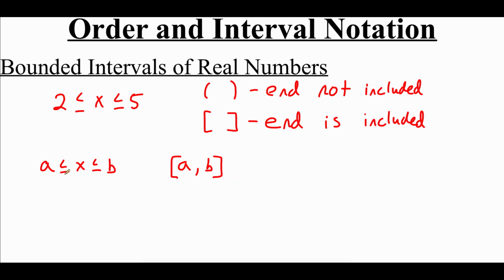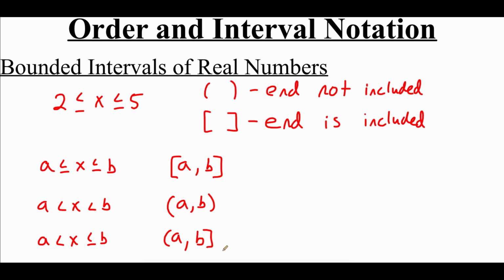Now if these end values were not included, if we didn't have the equals to lines, like a is less than x, which is less than b, then we would write it out using parentheses. So again, we're going from a to b, but this time the end values are not included, so we enclose that with parentheses. We could also mix these together, like if we had a is less than x, which is less than or equal to b. The a is not included, so the a would get a parenthesis around it, but the b is included, so that one would get a square bracket.